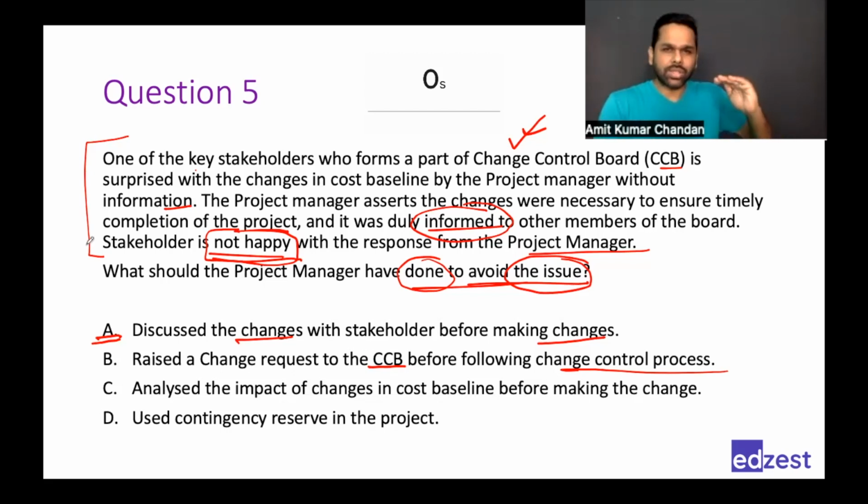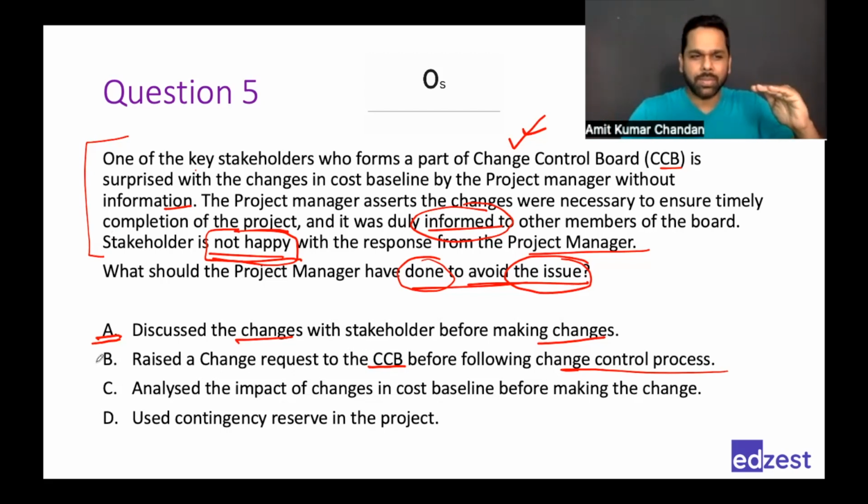Now, A is also a decent choice, but B is a little bit more formal, a little bit more aligned to how we are supposed to work whenever there are some changes. It does not say that you should do exactly this thing, but it says that let us have a change request, let us follow the change control process, whatever the process may be.